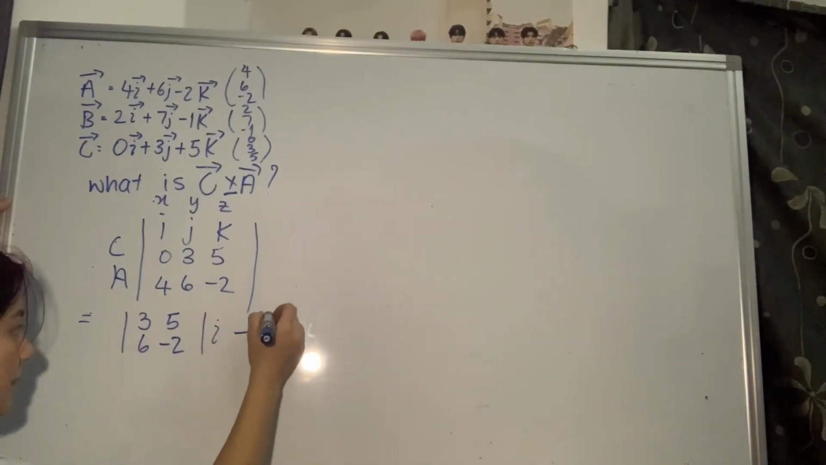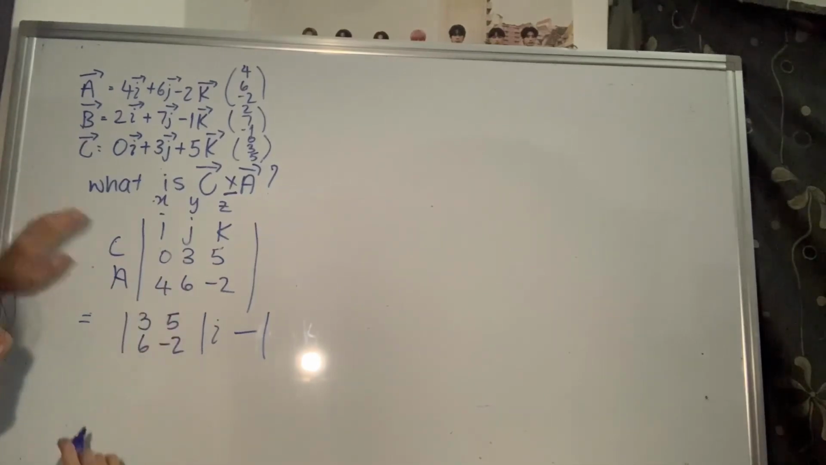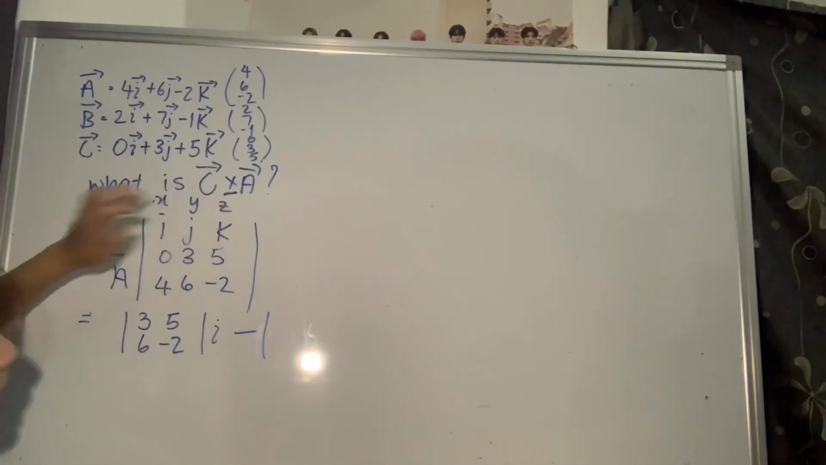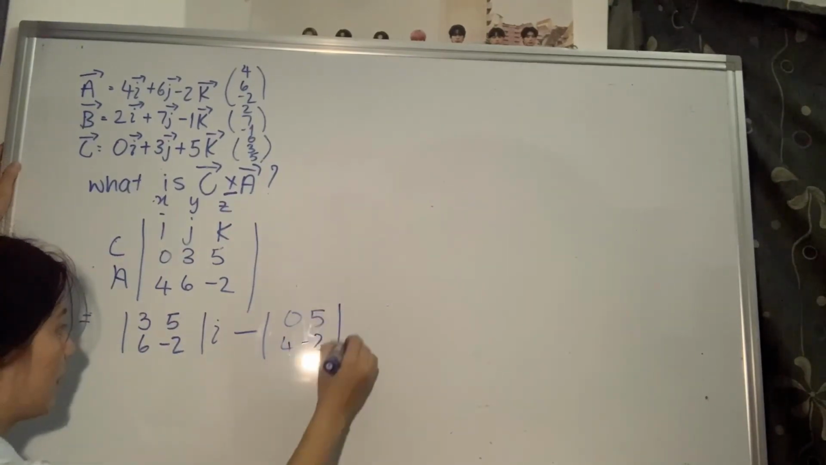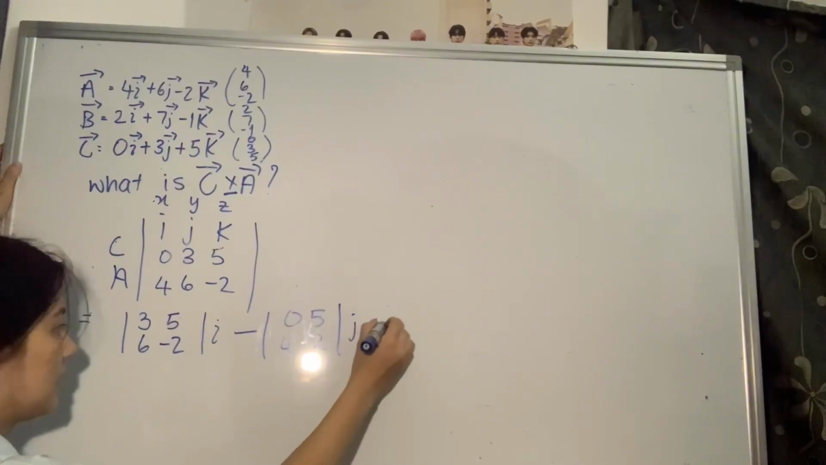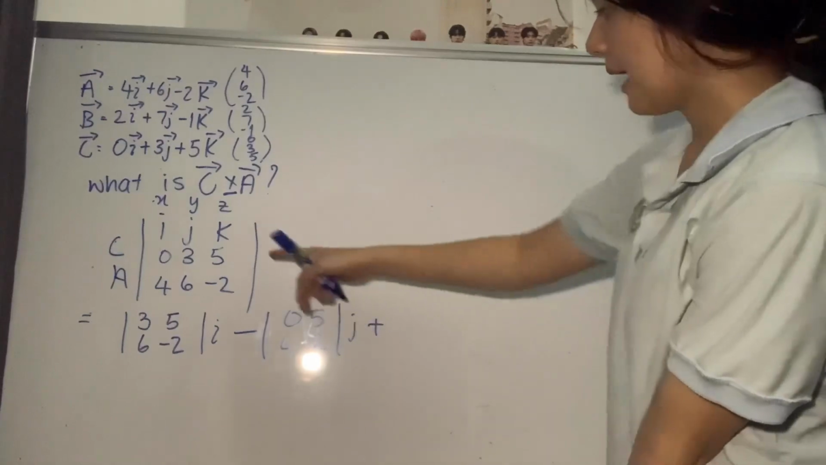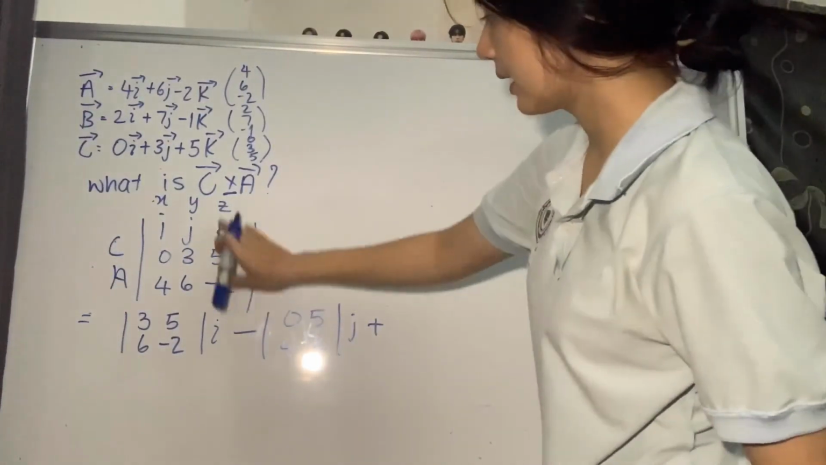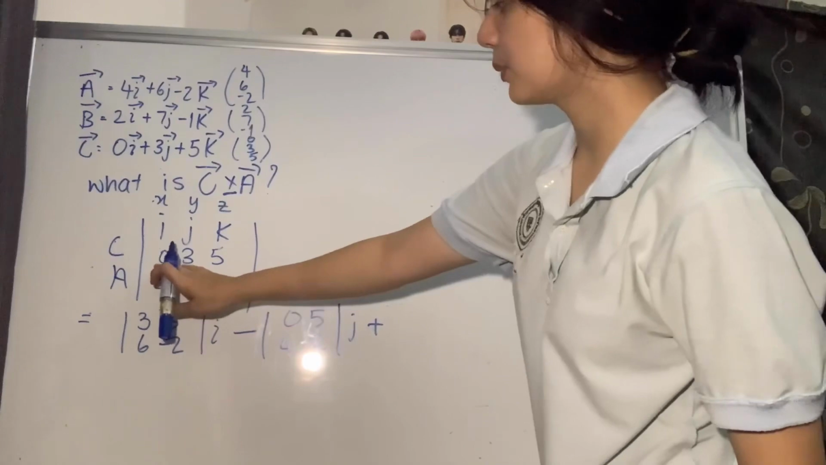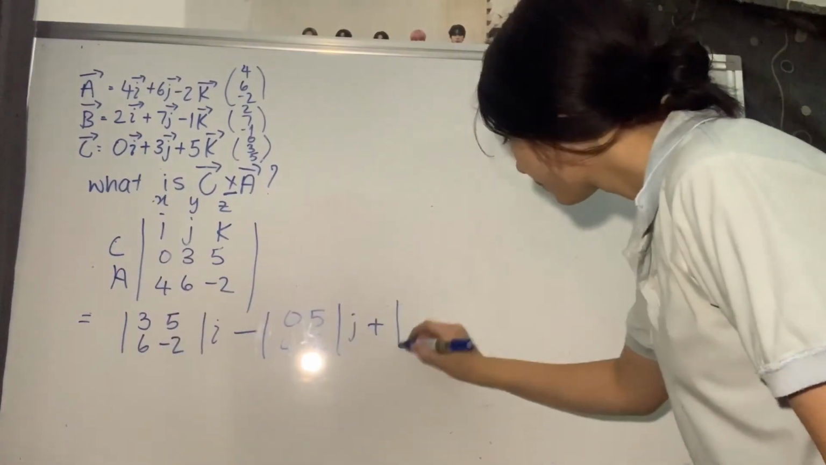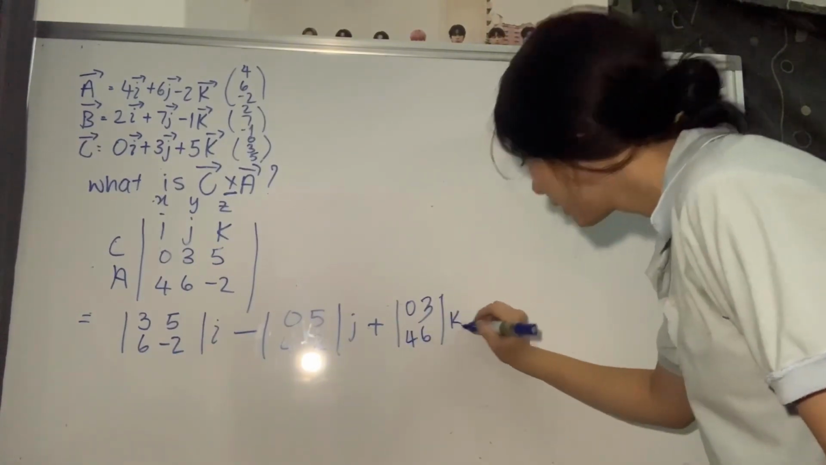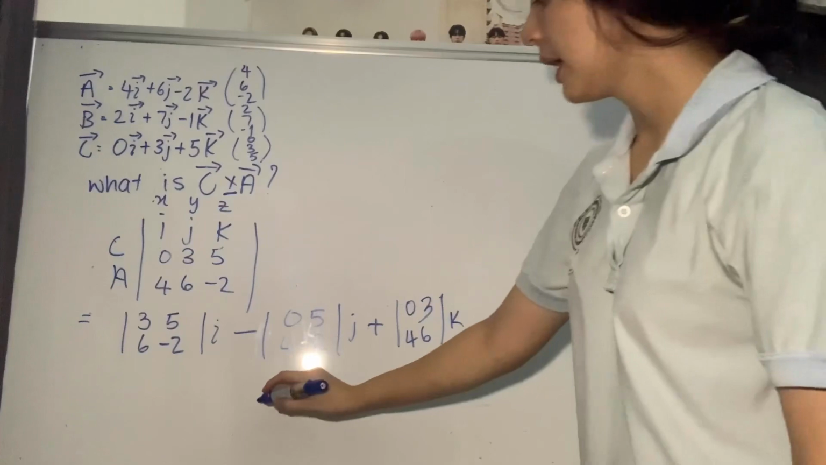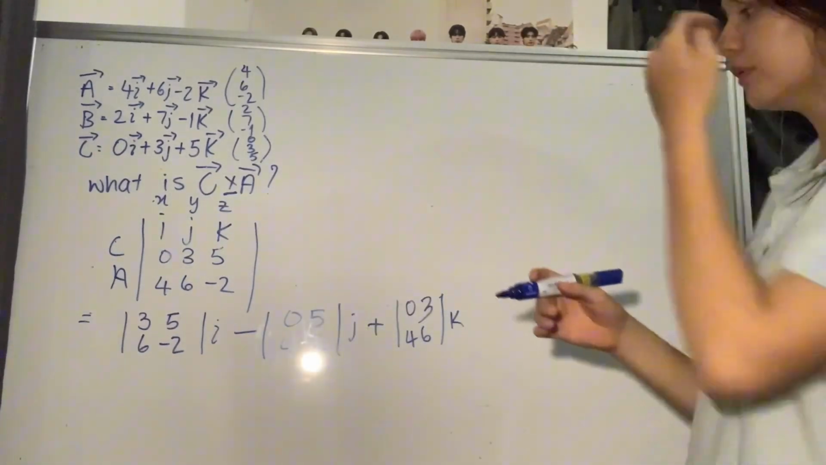And then minus. Next one, we take J, we do the same thing, we disregard J, and we take I and K only, which gives us 0, 5, 4, and minus 2. Make sure you write their number, and then plus. And then for K, we do the same thing, we disregard the K, and take I and J only, which leaves us with 0, 3, 4, and 6. So here we have a sequence. It goes negative, positive, negative, positive.